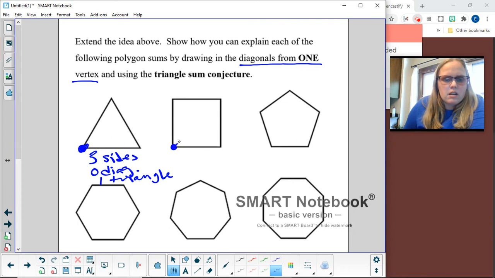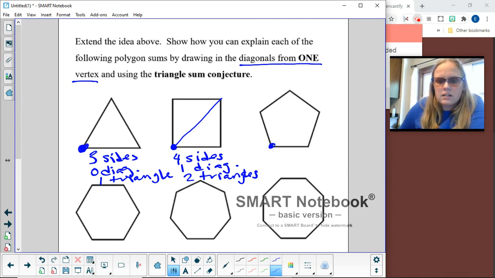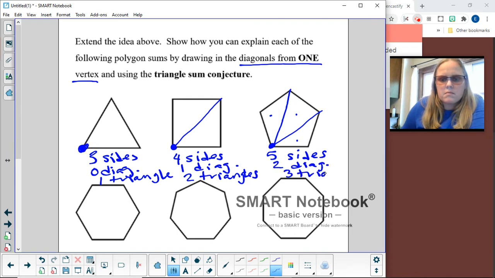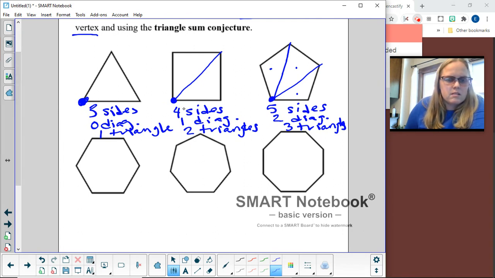I do the same thing over here. I'm taking a corner and drawing in the diagonal. This has 4 sides, 1 diagonal, and it makes 2 triangles. Starting with the pentagon here, taking one corner, drawing in the diagonals. This one has 2 diagonals and it makes 3 triangles. Now just looking at that pattern, we have 3 sides to 4 sides, 0 diagonals to 1 diagonal, 1 triangle to 2 triangles. So you can see that as the sides increase by 1, our diagonals increase by 1, but our triangles also increase by 1.